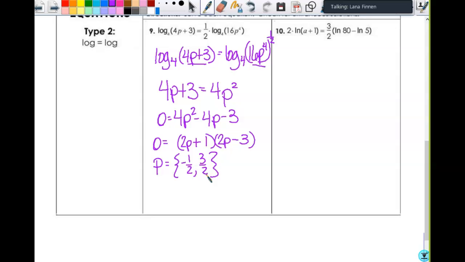Okay, so once I get here, p equals -1/2 and 3/2. So if I have -1/2, that'll be positive, so I'm good, and that'll be the fourth power, that'll be positive. That all stays positive, so we're good.